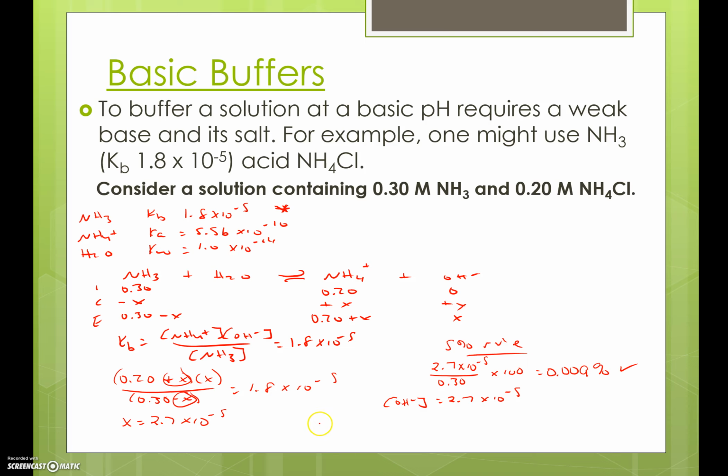So I'm going to calculate the pOH. My pOH equals the negative log of 2.7 times 10 to the minus 5, which gives me 4.57, and then I'm going to take 14 minus 4.57, and that's going to give me my pH. So my pH will equal 9.43. So now I know what the pH of this basic buffer solution is, and the next thing I'm going to want to do is see how that solution actually resists changes in pH.